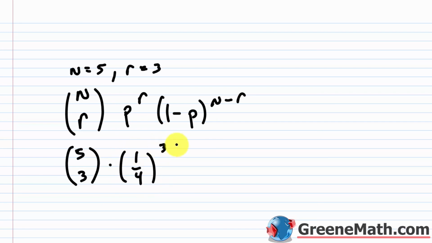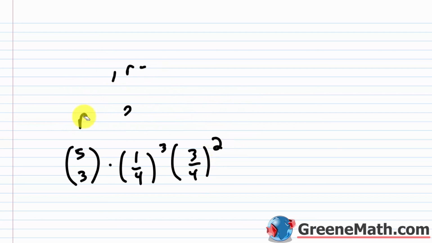R again is 3. And then 1 minus 1/4. If you're using a fraction, you would do 4/4 minus 1/4, which is 3/4. And then raised to the power of N, which is 5, minus R, which is 3. So this is going to be squared. Okay, so once you have this set up, you can just erase this and crank this out.